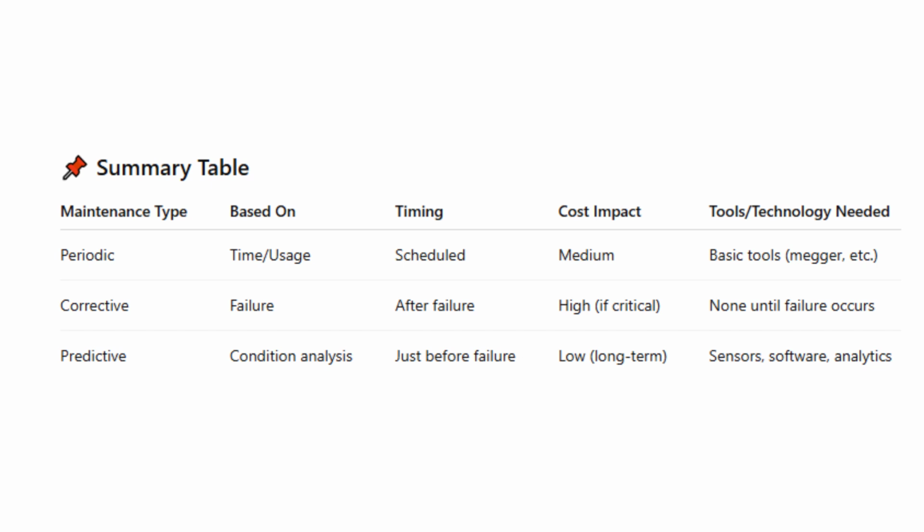For tools, here for periodic, we are using basic tools like a multimeter and so on. For the corrective, we just use hand tools to replace the problem. For predictive maintenance, we are using sensors, vibration tester, thermal camera image, software, analytics, and so on. So, in the next video, we will understand how to apply periodic maintenance on a 3-phase low voltage induction motor.